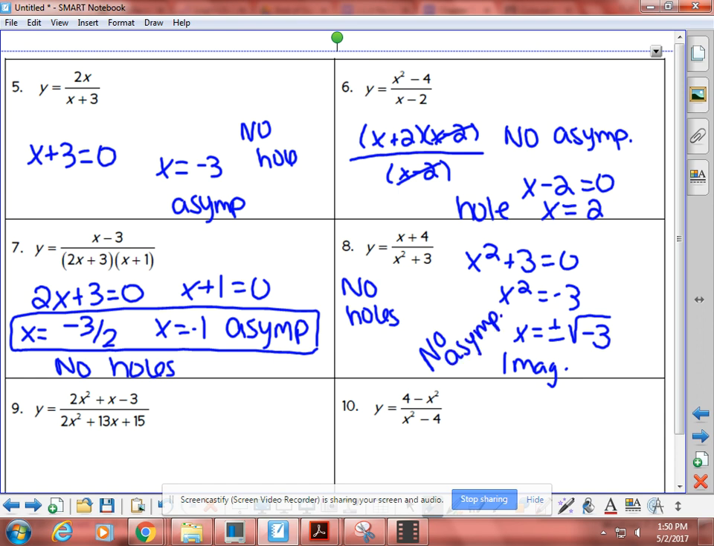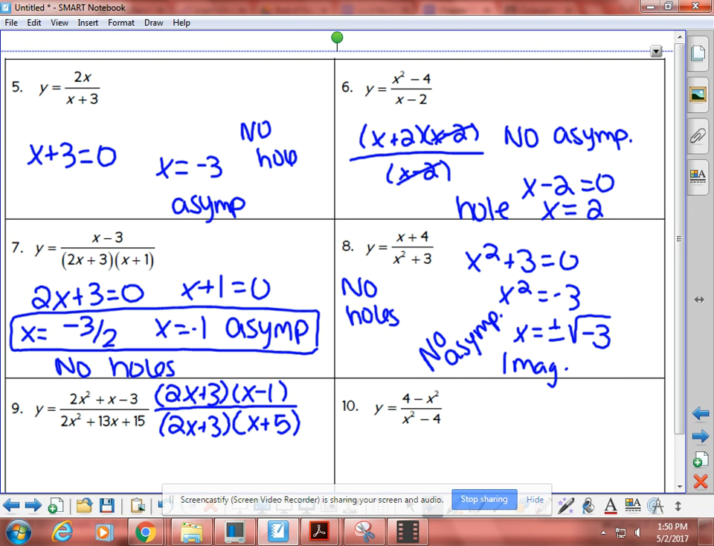Can't have anything imaginary. So this one has no holes and no asymptotes in it. Okay, the next one I need to factor down. So when I factor both of these, I'm going to just go ahead and tell you what the factors are so that I don't have to spend quite as much time on this. Here's your numerator, factored down, and your denominator is also going to be 2x plus 3 and x plus 5.